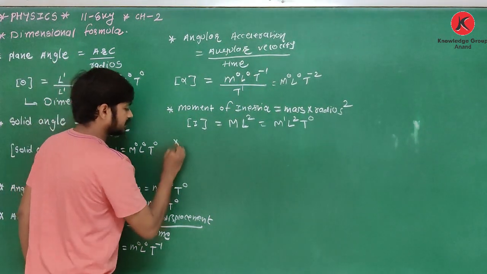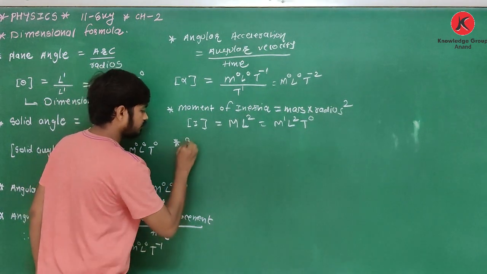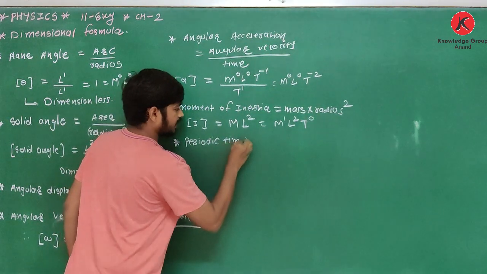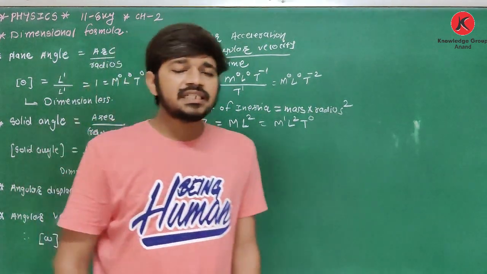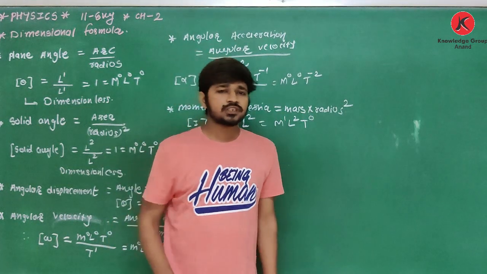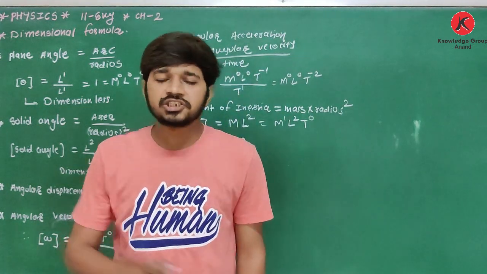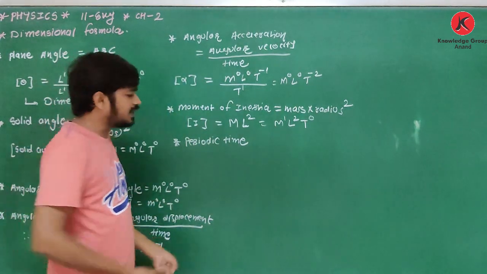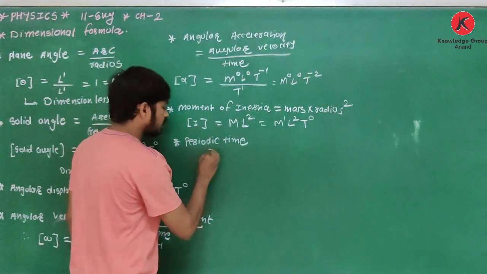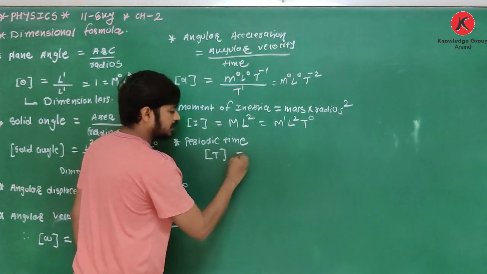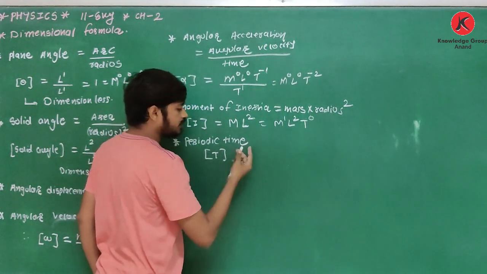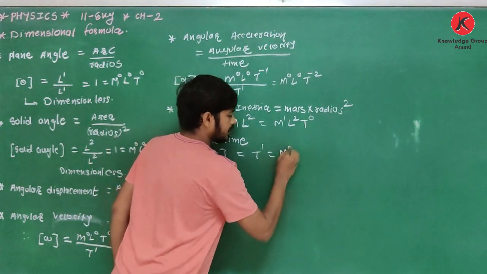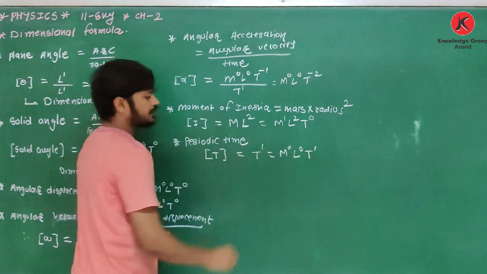Next one is periodic time. Yes, periodic time means it is time to complete one revolution, one rotation, or one oscillation. So periodic time means nothing but it is time. Periodic time is denoted by capital T. Its dimensional formula is equal to dimensions of time, and here it is T1, or we can say it is M0, L0, T1.